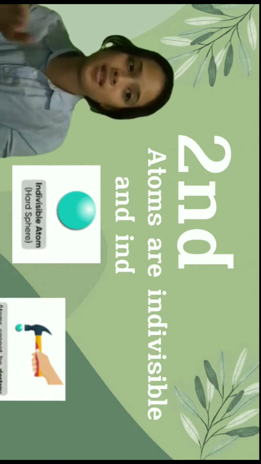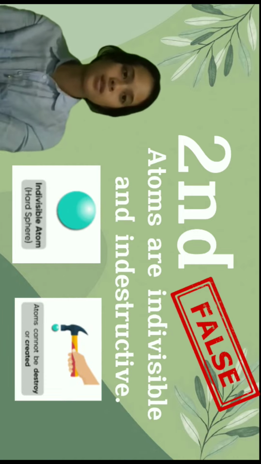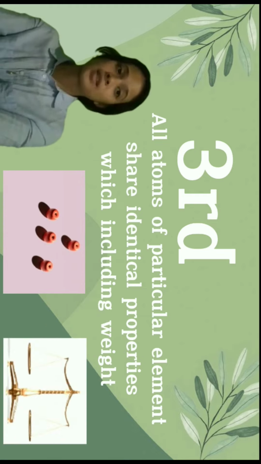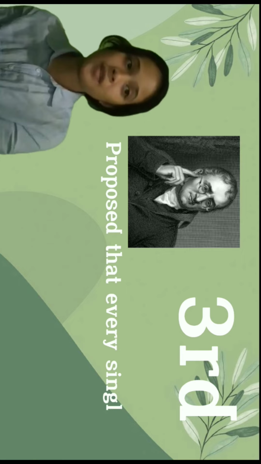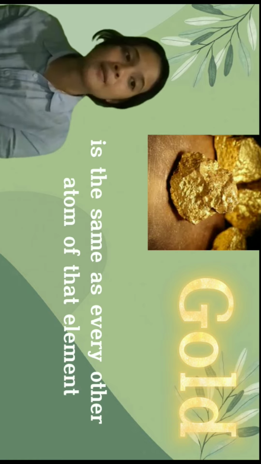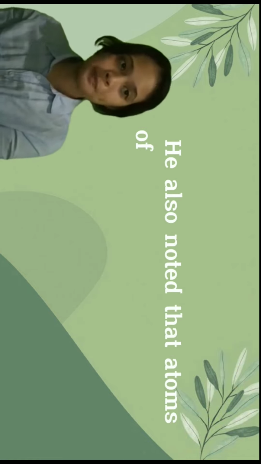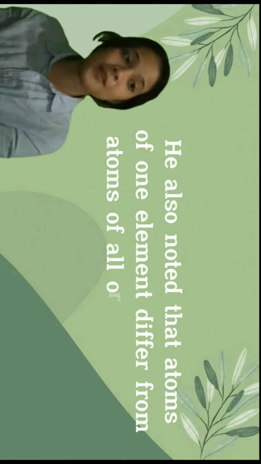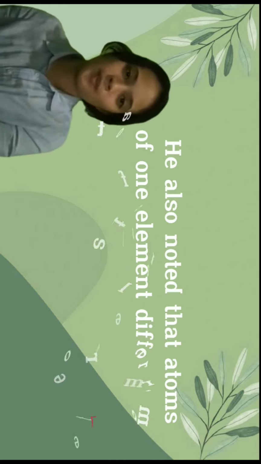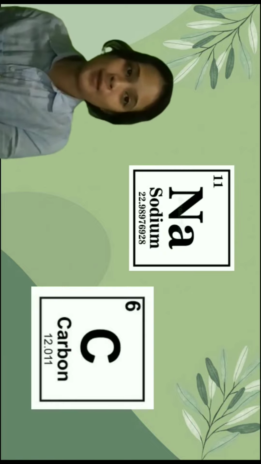And second of the main postulates is that atoms are indivisible and indestructible, which I think has been proven false. Third is that all atoms of a particular element share identical properties including weight. Dalton proposed that every single atom of an element, such as gold, is the same as every other atom of that element. He also noted that the atoms of one element differ from atoms of all other elements. And today, we still know that this is mostly true. A sodium atom is different from a carbon atom.